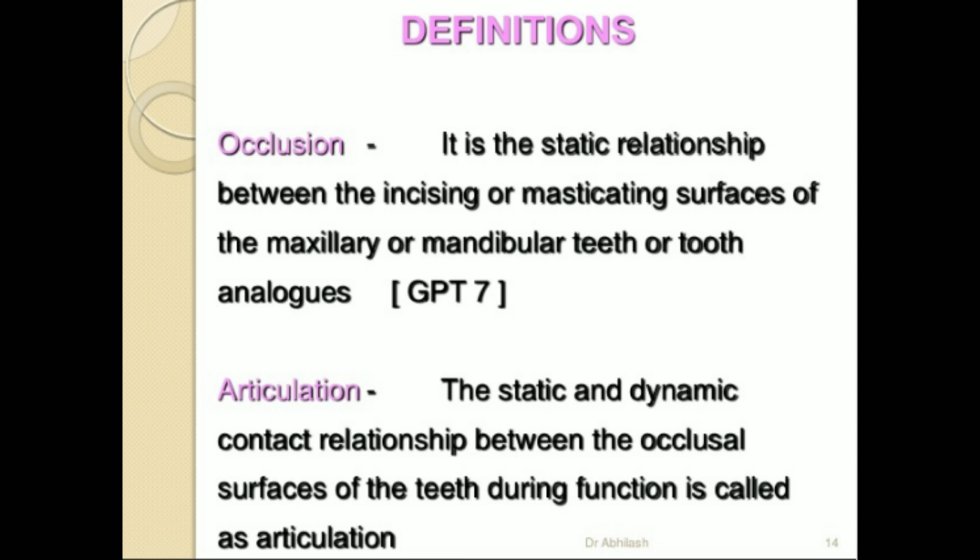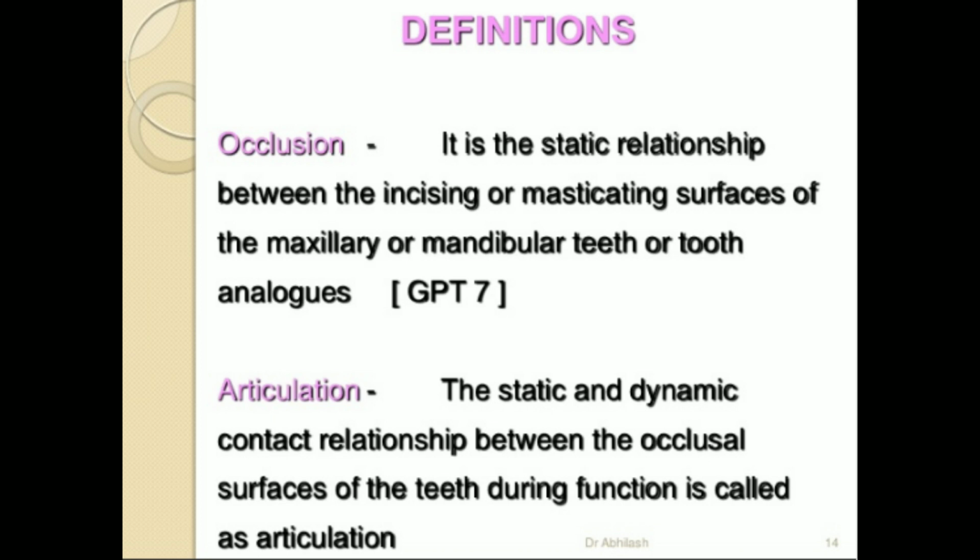Occlusion is the static relationship between incising or masticating surfaces of the maxillary or mandibular teeth or tooth analogues. I repeat, it is the static relationship between the incising or masticating surfaces of maxillary or mandibular teeth or tooth analogues. Whereas articulation is the dynamic contact relationship between the occlusal surfaces of the teeth during function. So one is a static relationship and the other is a dynamic relationship.